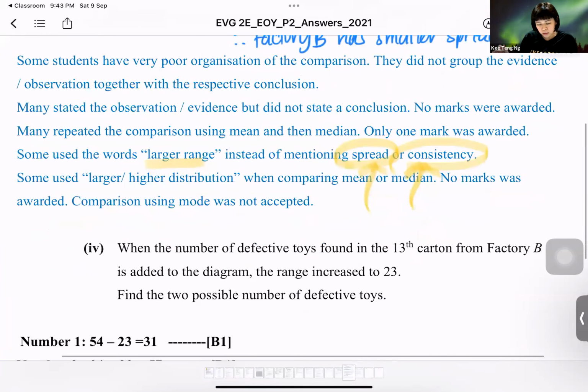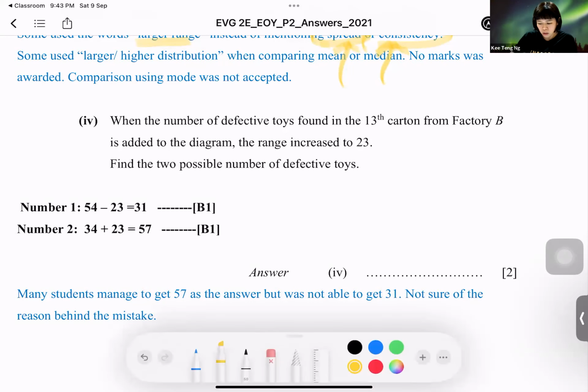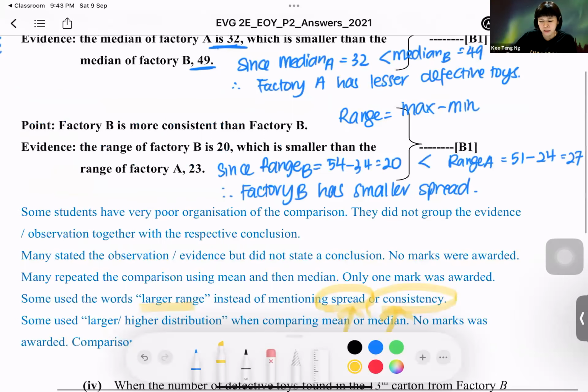Next part of the question, when the number of defective points found in the 13th carton is added, so got one more, the range is increased to 23. What's my current range? Current range for B is 54 minus 34.